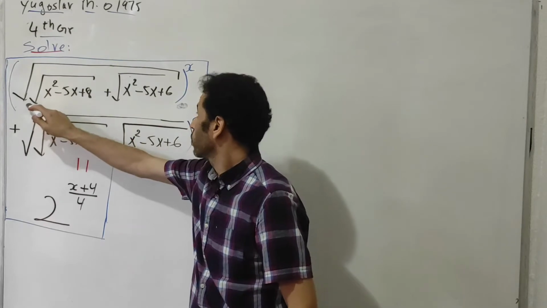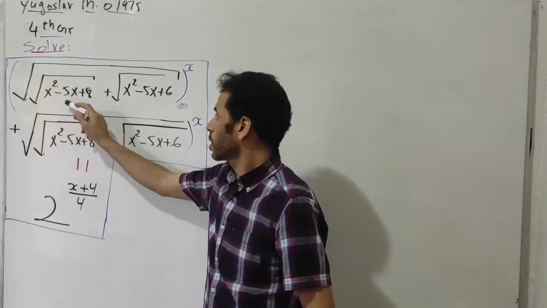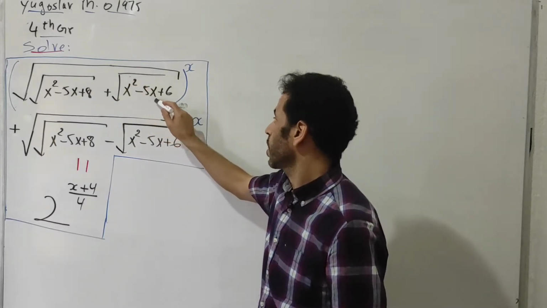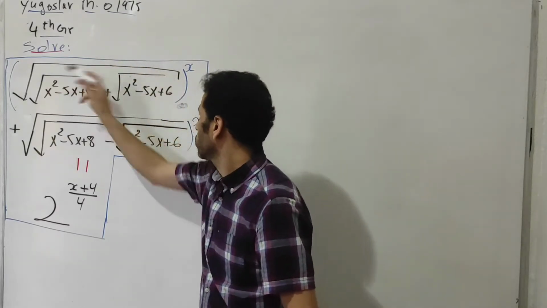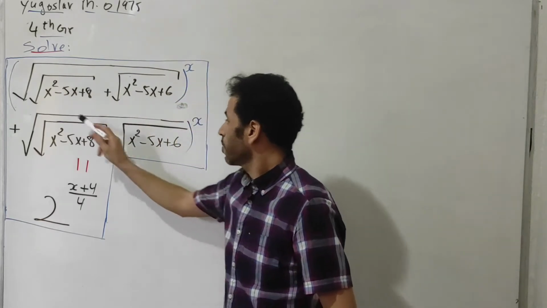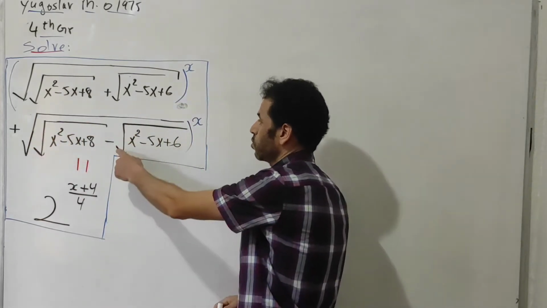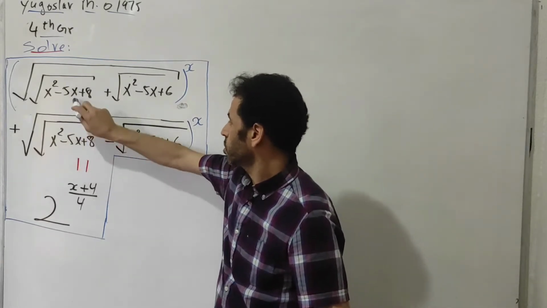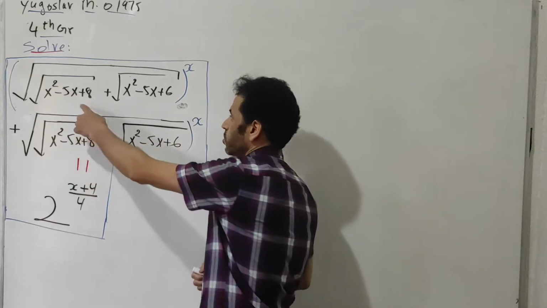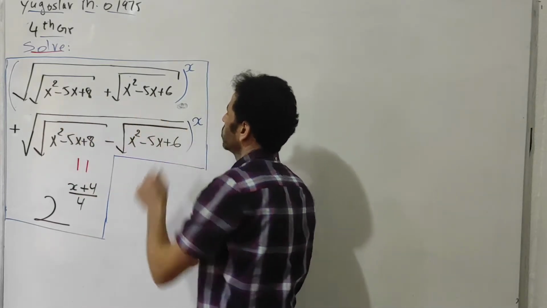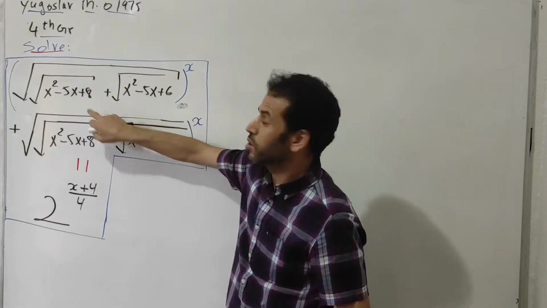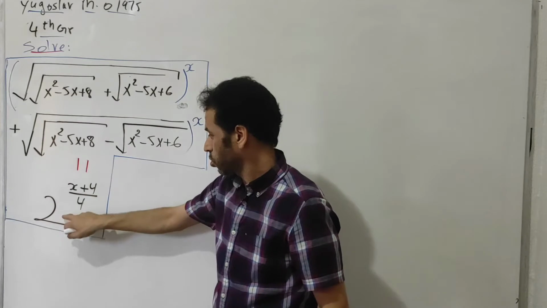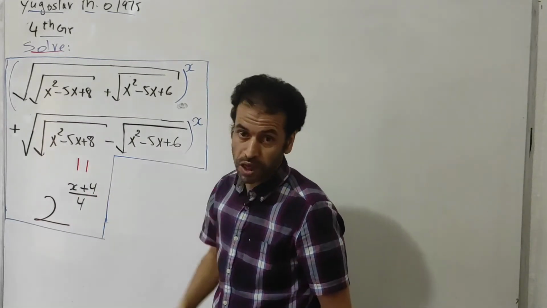So for the first one, we have square root of x squared minus 5x plus 8 plus another square root of x squared minus 5x plus 6, all of the square root to the power x, plus the same thing, but instead of the plus sign, we have minus sign. Both expressions are almost the same. The only difference is that this one has plus 8 at the end, and this one has plus 6 at the end. The whole thing equals 2 to the power (x plus 4) over 4.